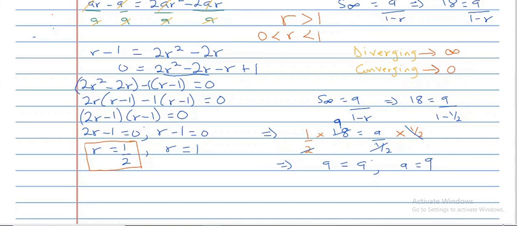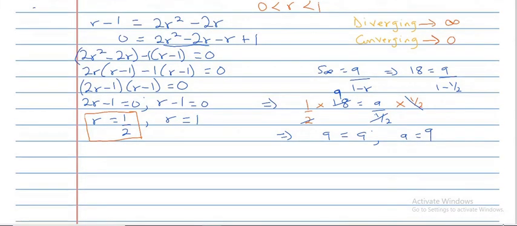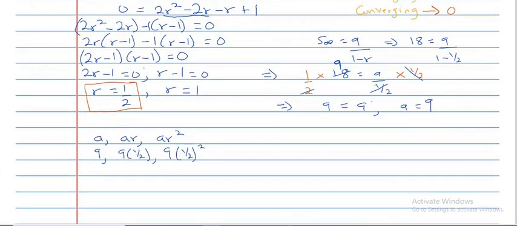Great. If my a is 9 and my r is half, what then will be the progression of my GP? Because the progression of the GP were a, ar, and ar squared. So if my a is 9, it will be 9, 9 times half, because r is half, and 9 times half squared. But say the question did not ask us to find the progression. So why are you doing that? I just wanted us to do it so that it will make sense, right?